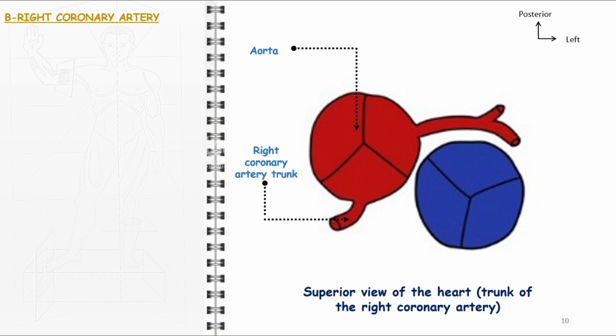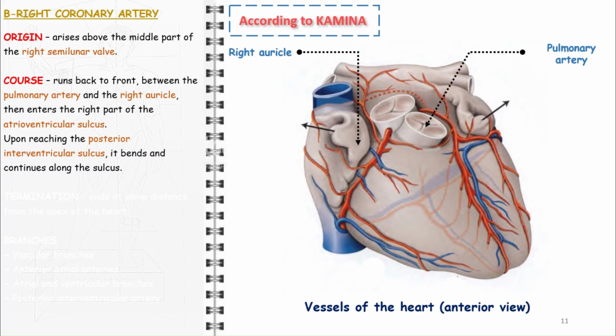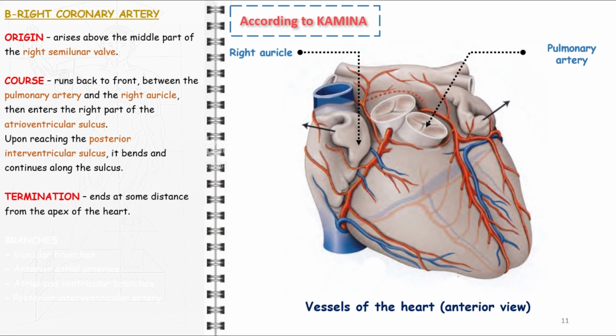Let's move on to the right coronary artery. This artery arises above the middle part of the right semilunar valve. It runs back to front, between the pulmonary artery and the right auricle, then enters the right part of the atrioventricular sulcus. Upon reaching the posterior interventricular sulcus, it bends and continues along the sulcus, and ends at some distance from the apex of the heart.